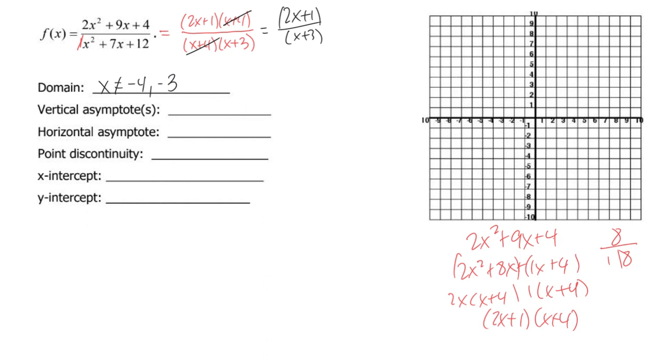Vertical asymptote is what is in the denominator that we do not cancel out. Okay? So it's anything in the denominator that we do not cancel out. So, because we have x plus 3 left after we simplify, the vertical asymptote is -3. The hole, or point of discontinuity, is what we did cross out. So since we crossed out x plus 4, the x value is at -4.